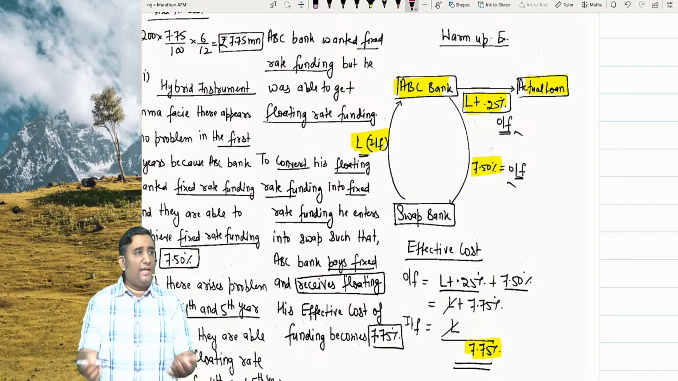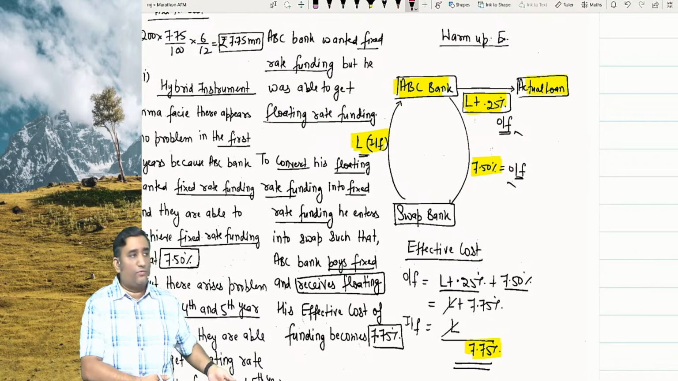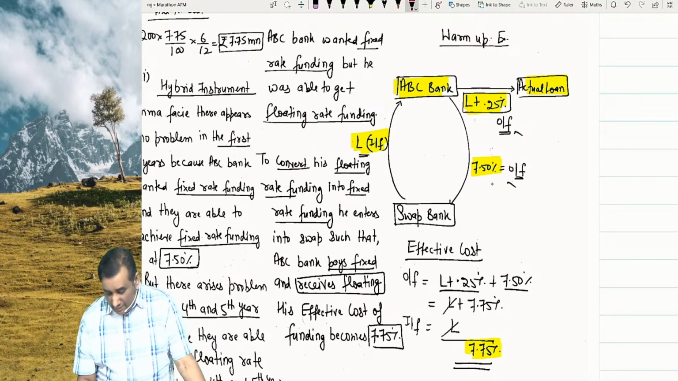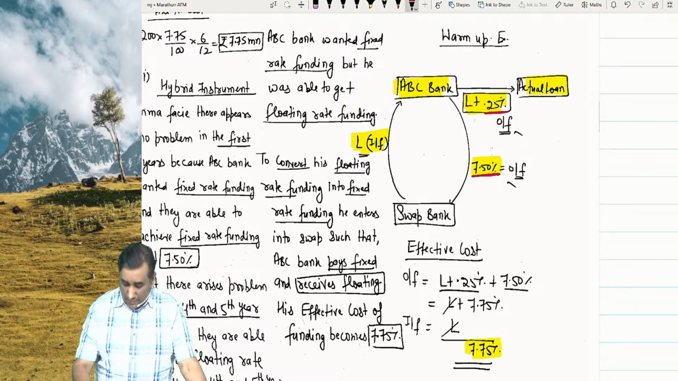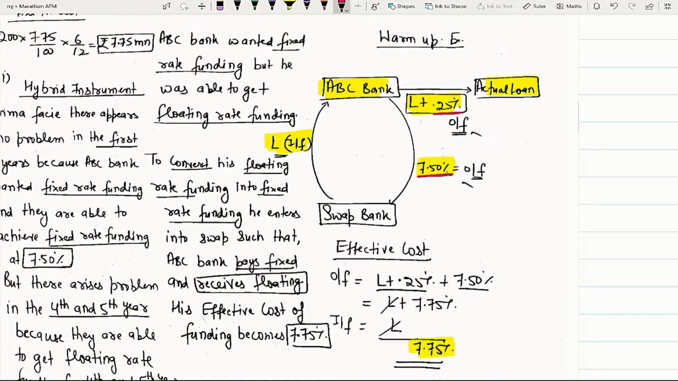Sir, if directly he would have got 7.75, then there was no need of this. Since he did not get, he'll do 7.5 plus what? 0.25. Now check once this part. I'll speak out with you. Read this part first. So he wanted a fixed, but he was able to get floating, and he converted into fixed.